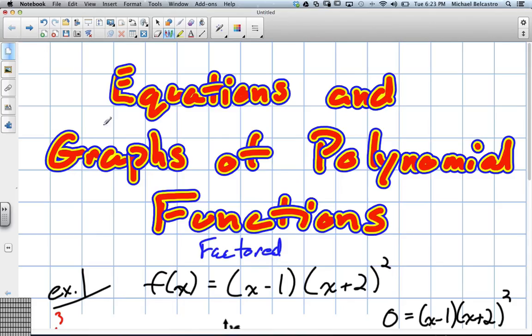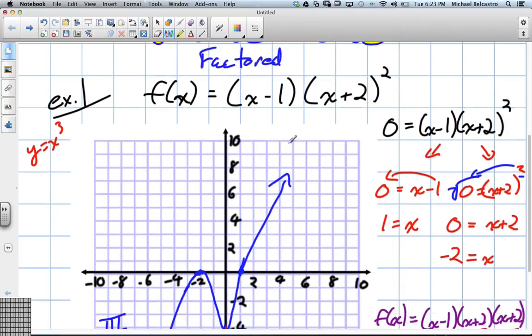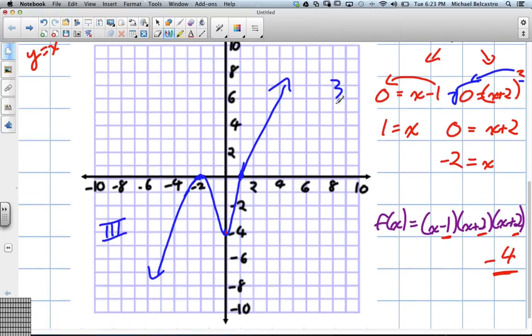So actually, let's jump back once more. Because we discovered this was the degree of 3, okay, we had 2 changes in direction, and it goes up. You'll have one number less in terms of change of direction.